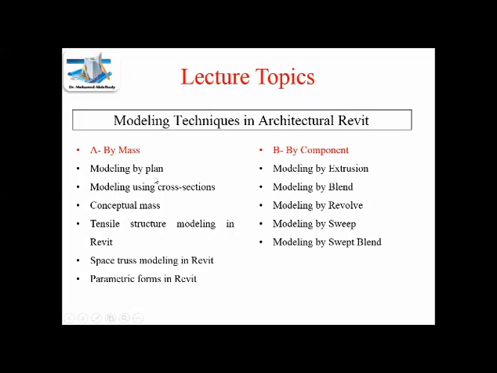I can make a model in plane or I can make a model using cross section أو conceptual mass, tensile structure modeling in Revit, making space truss in Revit أو parametric form in Revit. This means how to make a model by mass. This means I will make the mass of the building first.